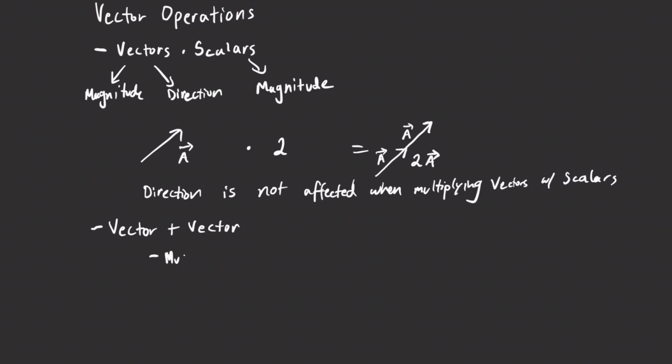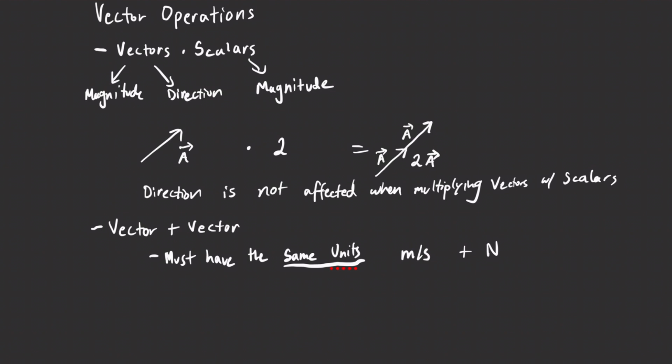The first is that they must have the same units. So you wouldn't be able to add something that has, say, units in meters per second to something that has newtons as the units, because it just wouldn't make sense adding them.